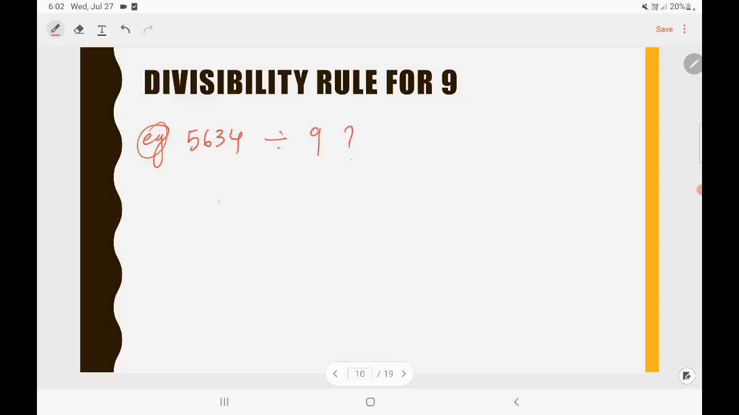What you need to do is add all the digits. So 5 plus 6 plus 3 plus 4. 5 plus 6 is 11, 11 plus 3 is 14, 14 plus 4 is 18. So is 18 divisible by 9? Yes, 18 is divisible by 9 because 9 into 2 is 18. So since 18 is divisible by 9, 5634 is also divisible by 9.